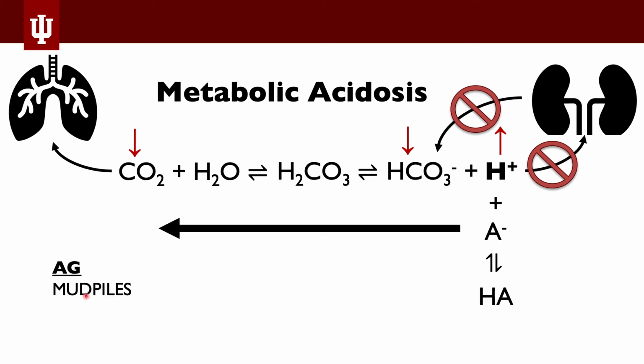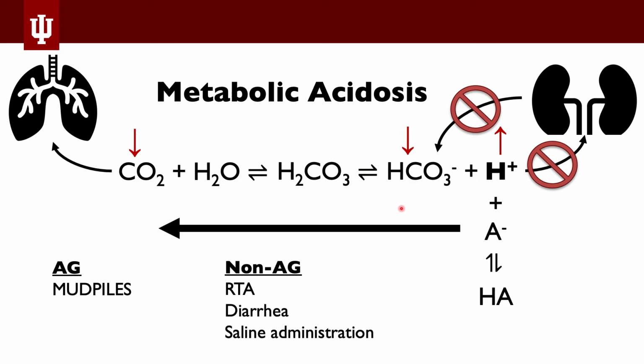That's the most common. In terms of a non-anion gap, remember those are problems here. You might have a renal tubular acidosis, which we already talked about. That's when the primary problem is within the kidneys. You may have, say, diarrhea, losing bicarbonate, or you may have saline administration, which will also cause a non-anion gap acidosis. So normal saline administration will cause a non-anion gap acidosis.